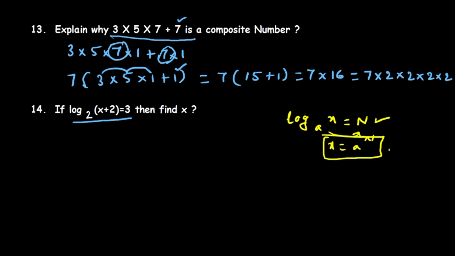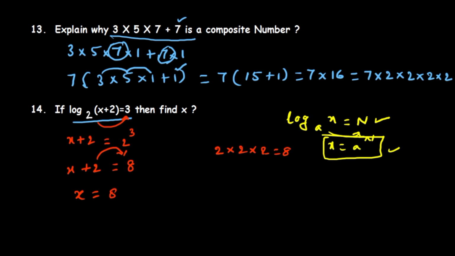So using this logic, now I am going to write x plus 2 equal to 2 to the power of 3, correct? That means x plus 2 equal to 2 to the power of 3 means we write 2 three times. That means it is 8. So 2 cube is 8. Now transpose this 2 here, and we have x is equal to 8 minus 2, and x equal to 6.